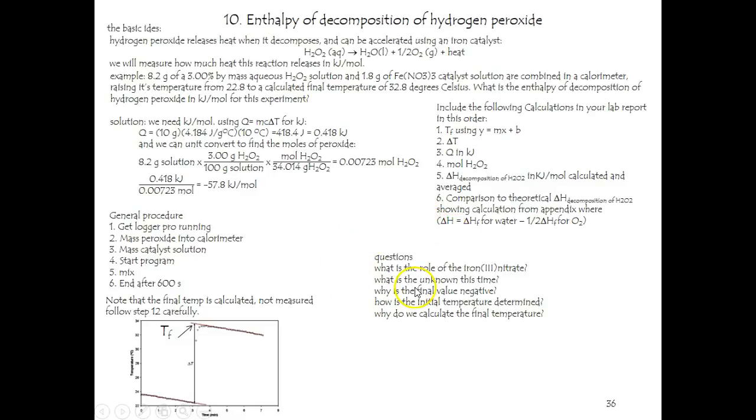A few questions to consider while you are doing this reaction: what's the role of the iron 3 nitrate? Why isn't it a reactant? What's the unknown this time, or is there an unknown? Why is the final value given as a negative? And how do we determine the initial value? If you listen to the screencast, I believe that basically all those answers were provided for you.